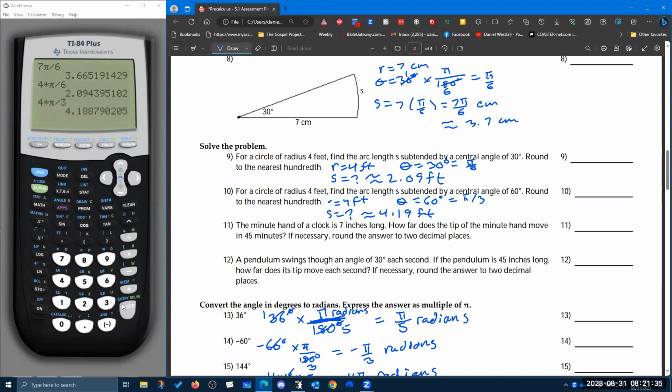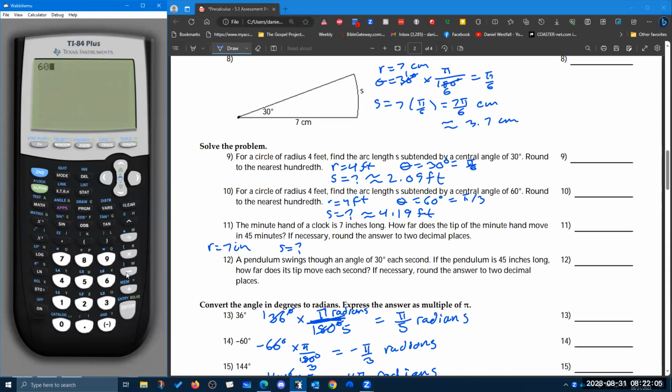Okay, now we have the minute hand of the clock. The big hand is 7 inches long, so that's my radius. How far does the tip of the hand move? That would be S in 45 minutes. So we know that the whole hour is 60 minutes, and we're going to go 45 minutes.